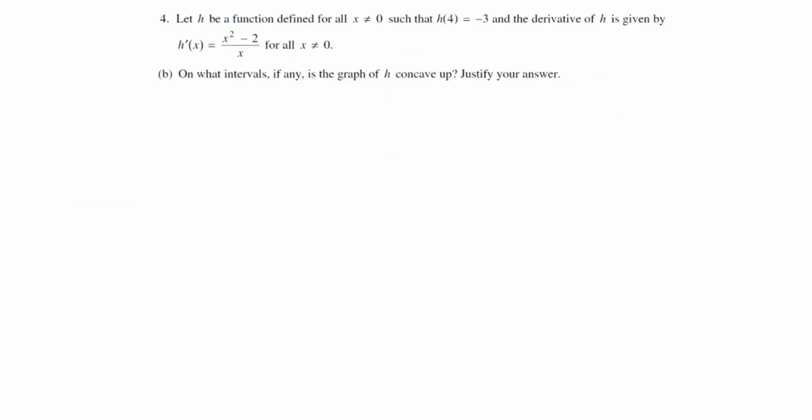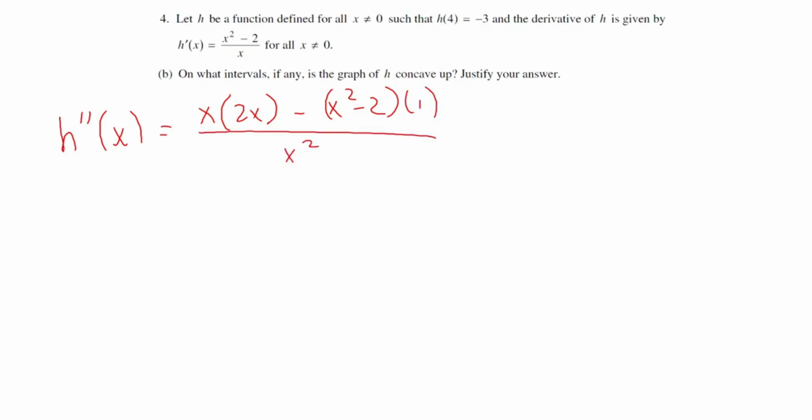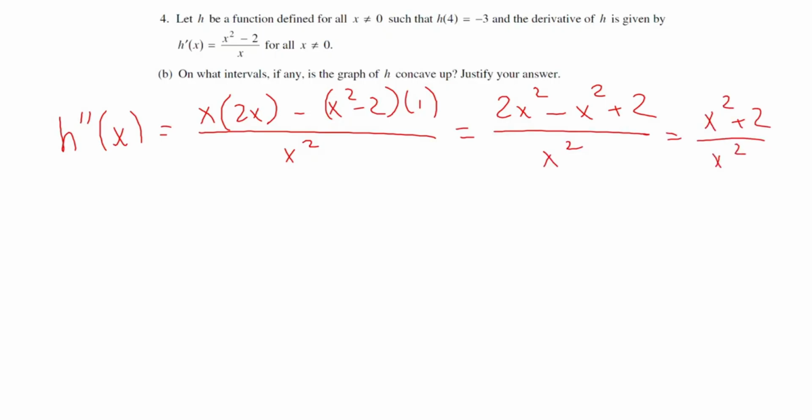In part B, we want to know when is h concave up. Well, h is concave up if its second derivative is greater than 0. So we'll find h double prime first using the quotient rule: denominator of h prime times derivative of numerator minus numerator times derivative of denominator, all over the denominator squared, which becomes 2x squared minus x squared plus 2 over x squared, or just x squared plus 2 over x squared.